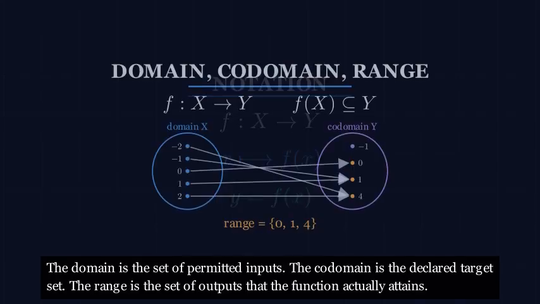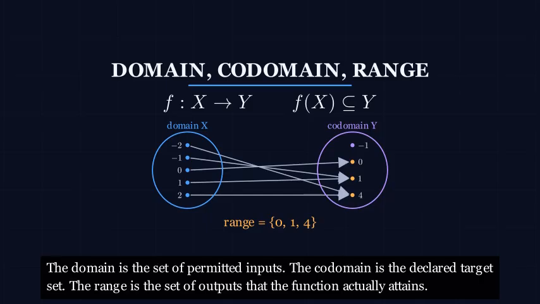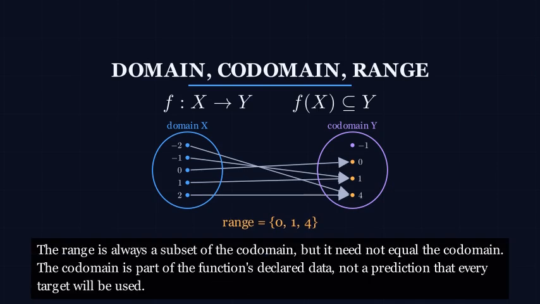The domain is the set of permitted inputs. The codomain is the declared target set. The range is the set of outputs that the function actually attains. The range is always a subset of the codomain, but it need not equal the codomain. The codomain is part of the function's declared data, not a prediction that every target will be used.